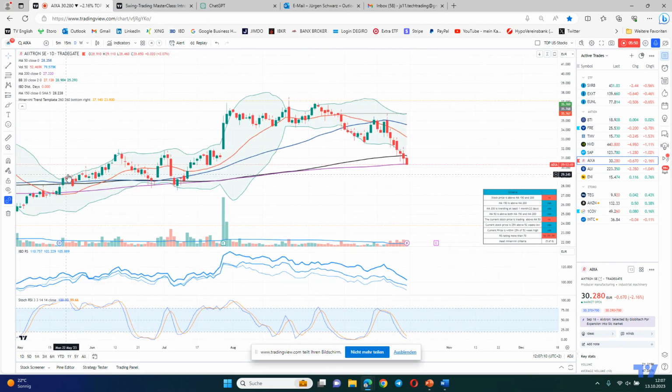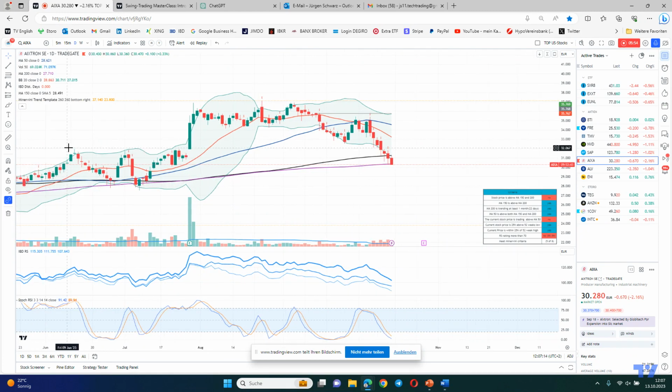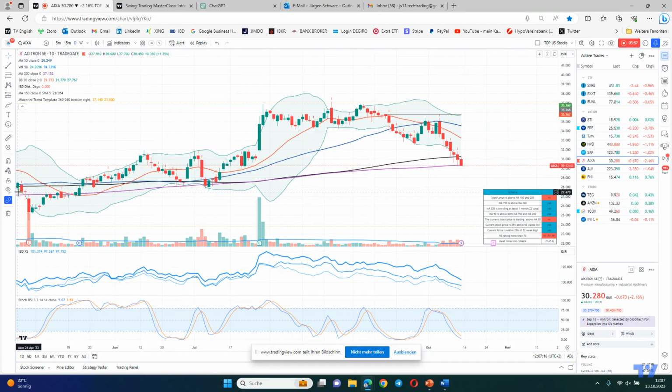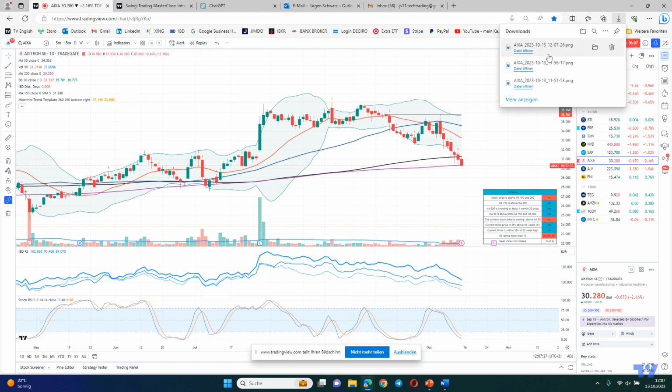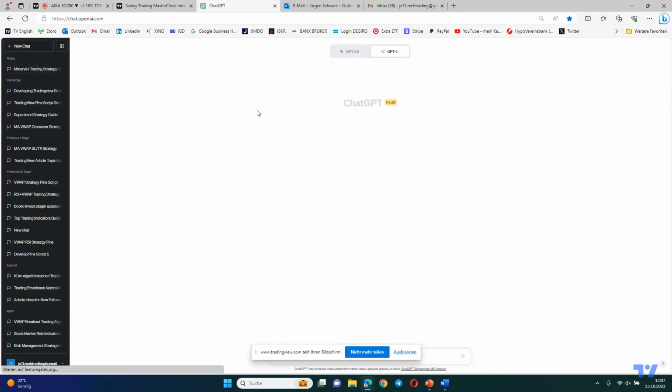This has been the manual analysis, and now we're going to consult ChatGPT. When should we start? Like in April. Do it like that, and we save. We push the snapshot button here, download the image, and we go to ChatGPT. Now we open a new chat.